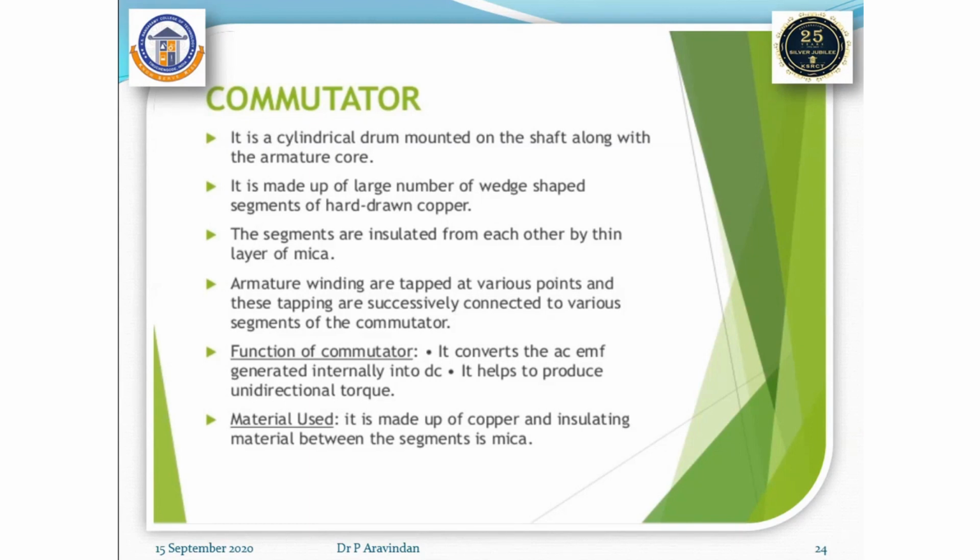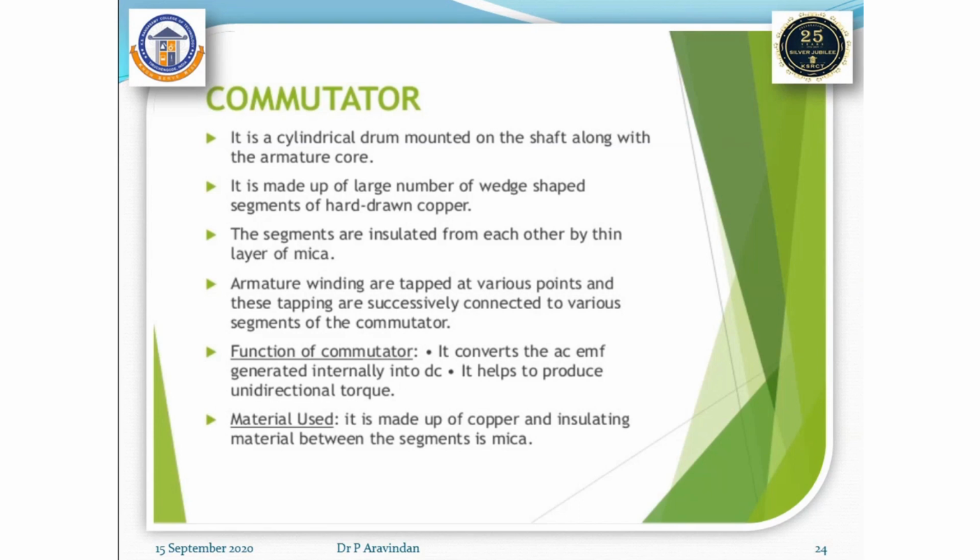The armature windings are tapped at various points, and these tappings are connected successively to various segments of the commutator. Of course, this is a very important point you have to recall in the DC motor also. The function of the commutator: we are discussing it here also, you have to summarize what you have studied up to now. It converts the AC induced EMF into DC current, and a DC input current into AC current. Vice versa: if the input is AC, the output is DC; if the input is DC, the output is AC. Likewise, it is a mechanical rectifier. It is a rectifier in the sense of AC to DC or DC to AC. What does it mean?